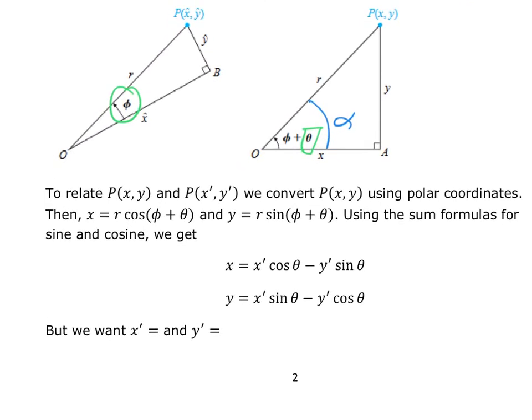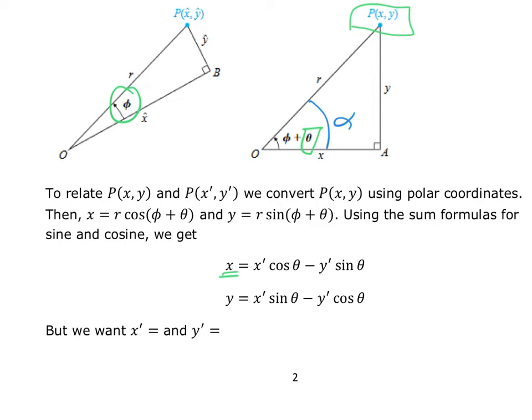So we're going to use these formulas here to get a rotation. So x initially, when we see x here, this is x referencing off of the original point. So x is going to be x prime cosine theta minus y prime sine theta. And y is equal to x prime sine theta minus y prime cosine theta.